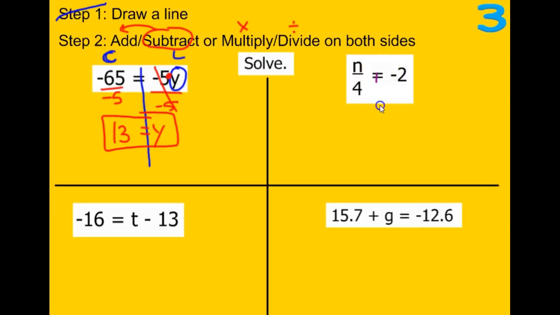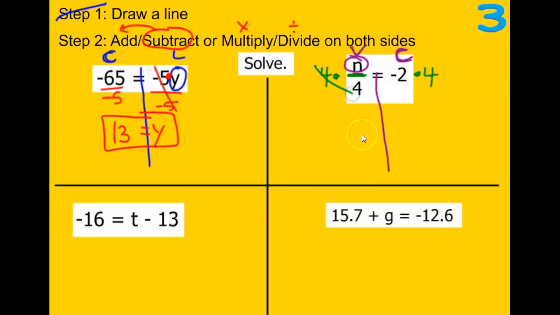Next, same thing, set it up, draw your line, circle the variable. This is our letter or our variable, and here's our constant. What I see is this line, which means divide. The opposite of divide is multiply. So we're going to multiply by 4 on both sides.